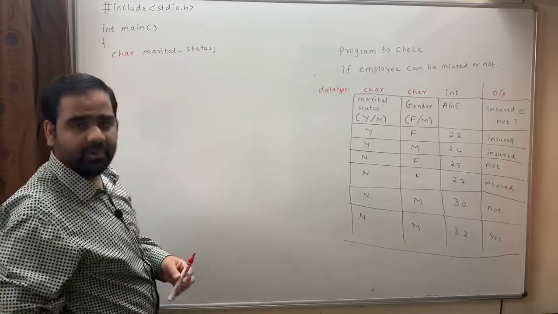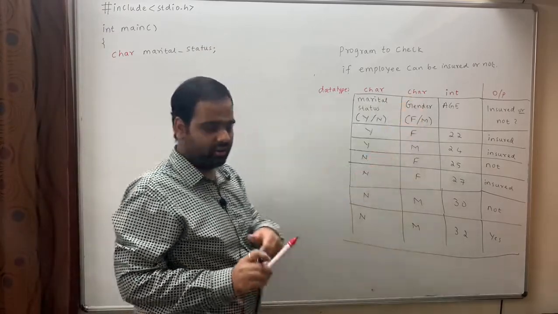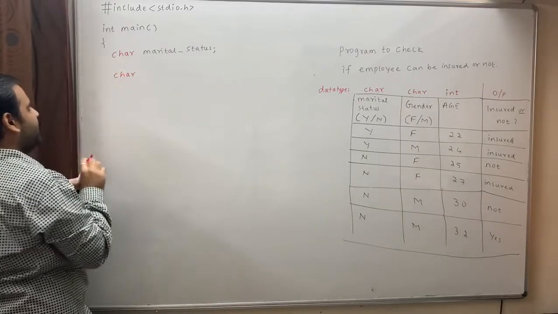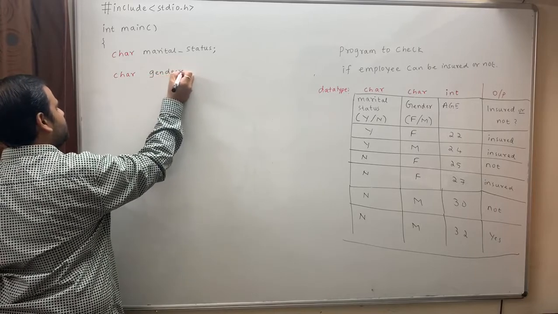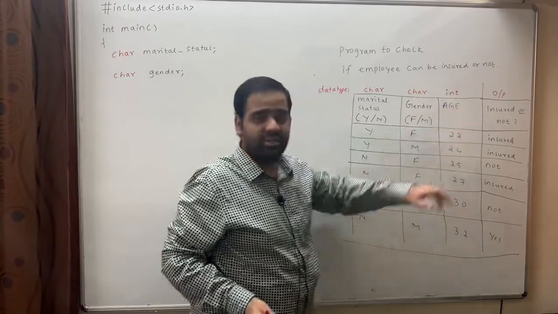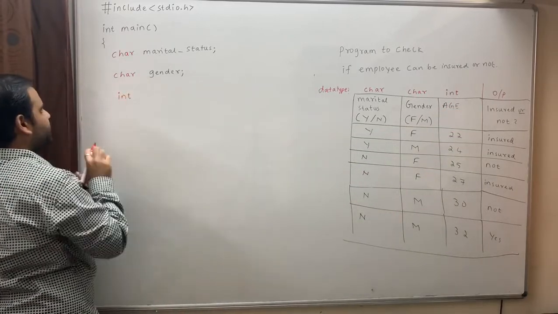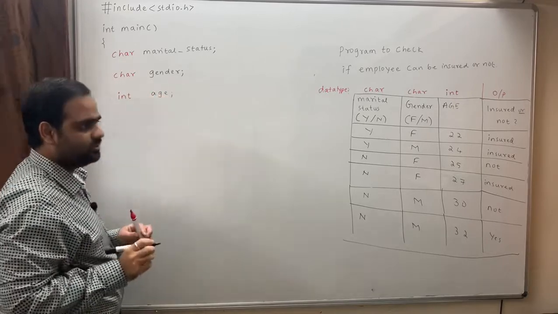This is one variable. Next, we need one more variable called gender. It is of what data type? It is character. Let me write over here char gender. And the third variable we need is age. It is of type integer. I write here int, and you can give any variable name. Let me give age. That's all.